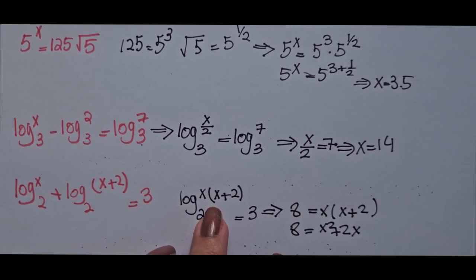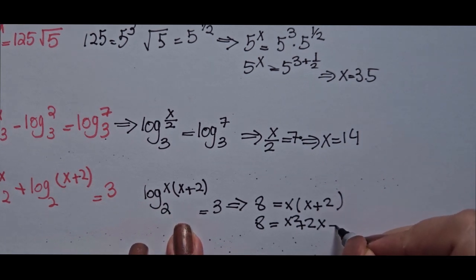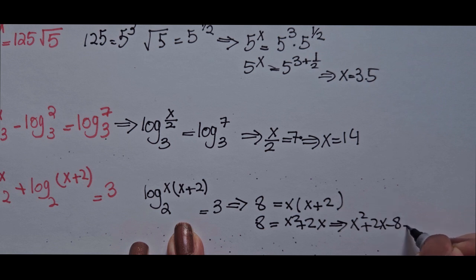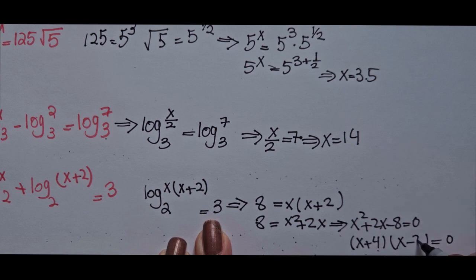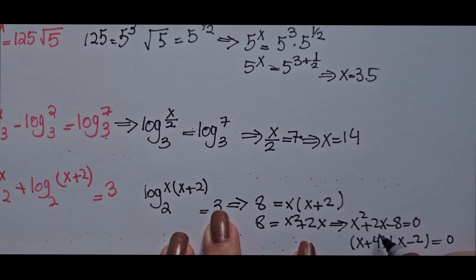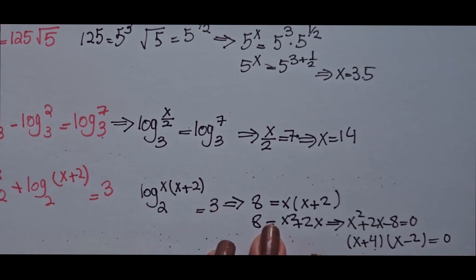Okay, this is definitely a quadratic equation. So you have to go x² plus 2x minus 8 is equal to 0. I prefer to solve it from factorization. x plus 4 and x minus 2. If I add them, I get 2. If I multiply them, I get 8.